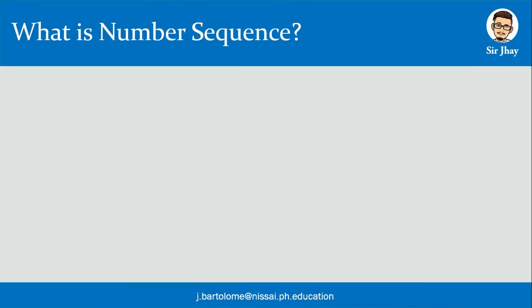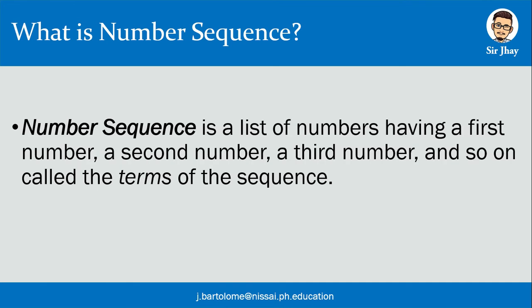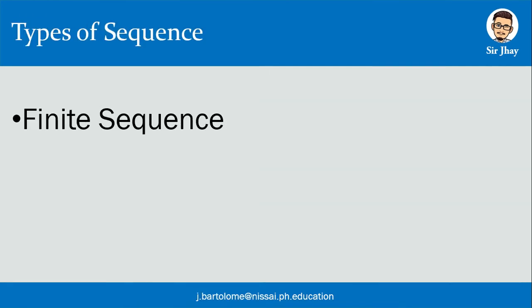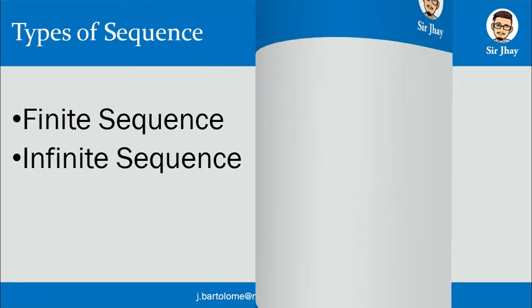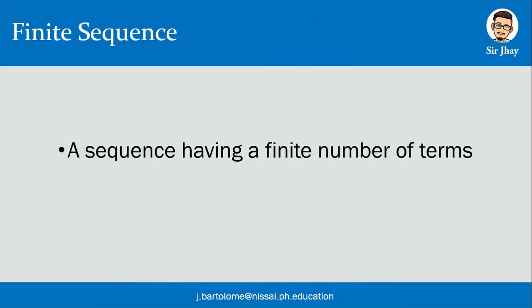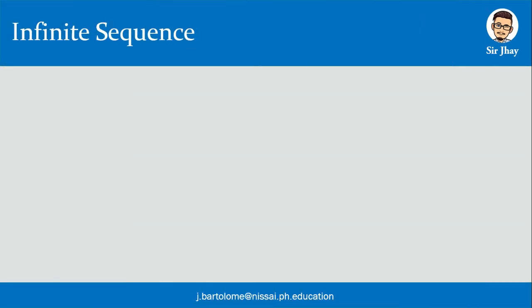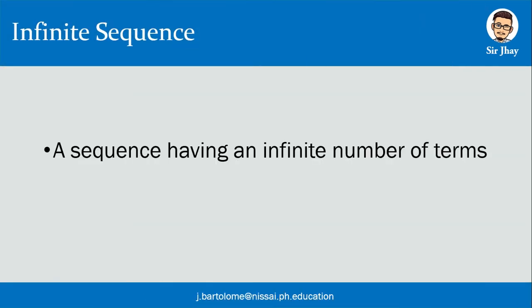Now, what is a number sequence? A number sequence is a list of numbers having a first number, a second number, a third number, and so on, called the terms of a sequence. There are two types of sequence: the finite sequence and the infinite sequence. A finite sequence has a finite number of terms, while an infinite sequence has an infinite number of terms. Let's have an example.